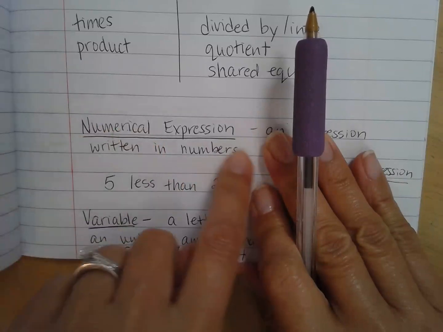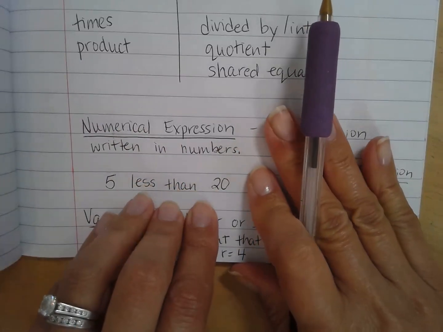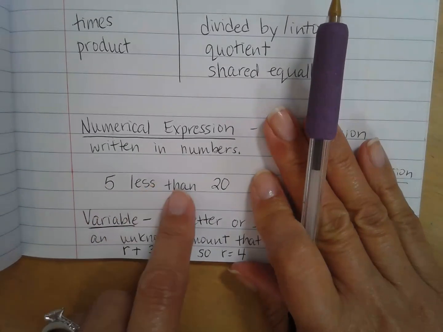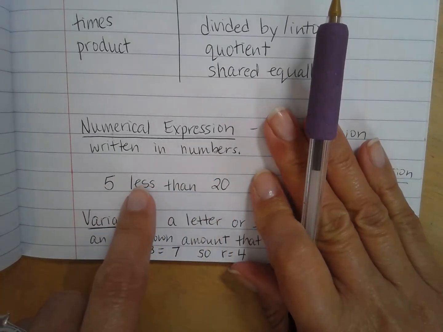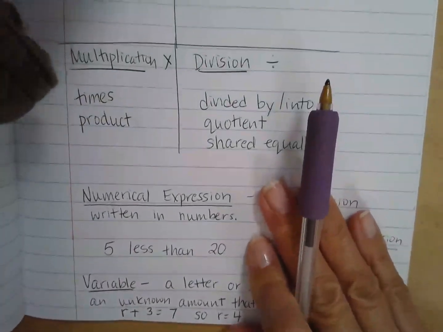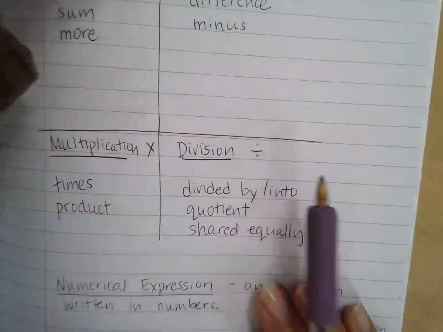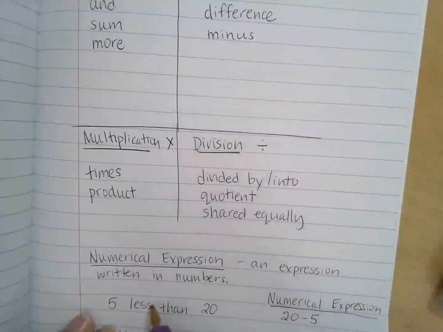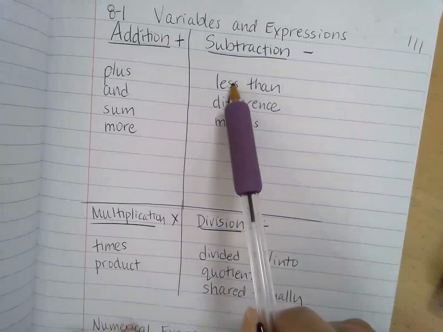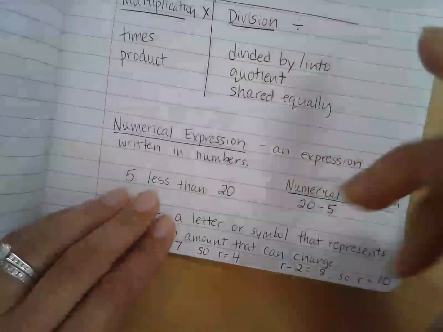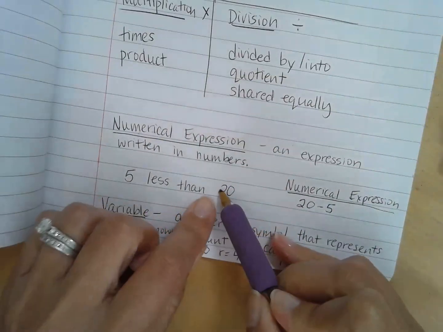Okay, now if I were to change this into an expression that is just numbers, 5 less than 20. Well, wait a minute, less. I saw that up here. What if I said 5 less than 20? What am I doing with those two numbers? Am I adding, subtracting, multiplying, or dividing? Right? 5 less than. Oh, 5 less than. I'm going to be subtracting these numbers, right?